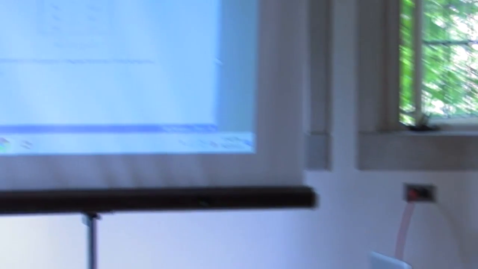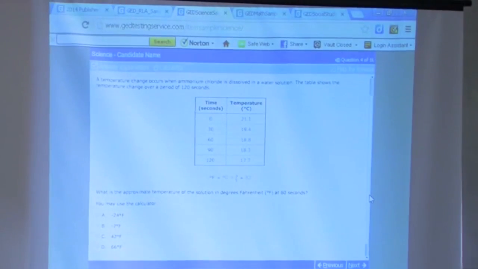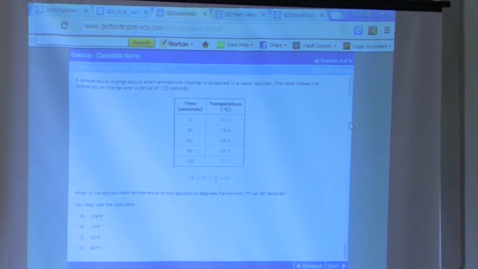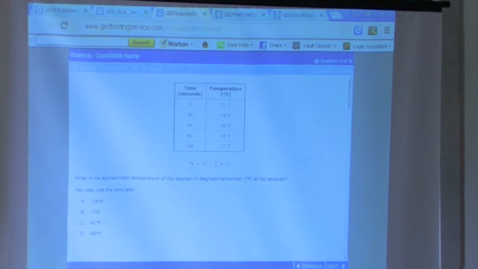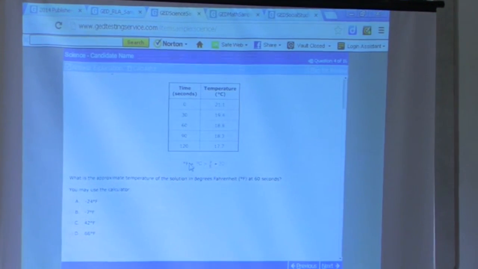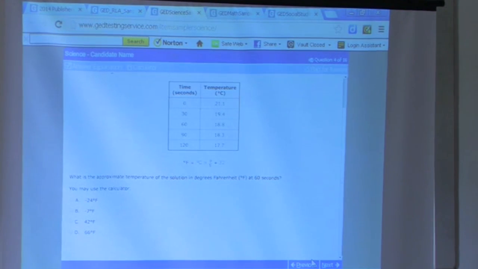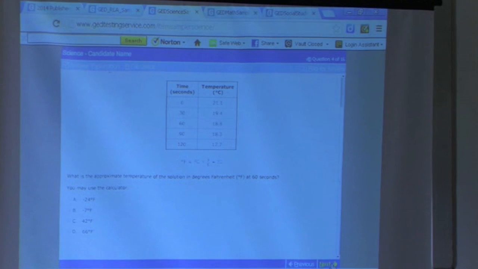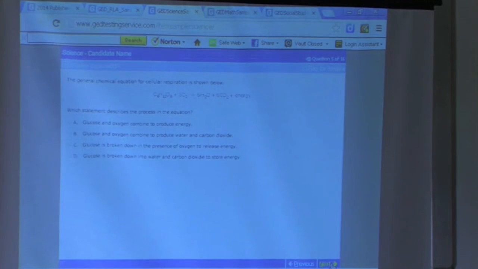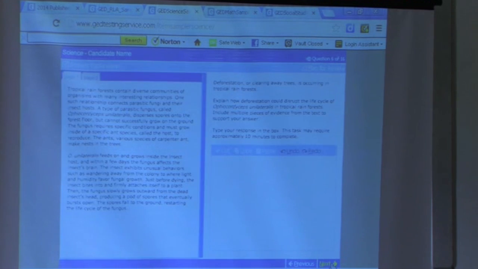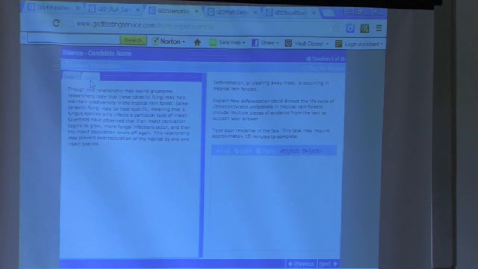A temperature change occurs when ammonium chloride is dissolved in a water solution. The table shows the temperature change over a period of 120 seconds. So here's your math, and there's an equation down there about degrees Fahrenheit to degrees Celsius. And you may use the calculator. So you're actually doing math on the science test and using the calculator. And here's a sample of your short answer, where you have a text. It's going to be shorter text, only 2 pages this time.